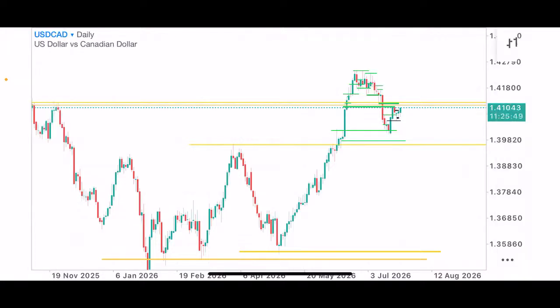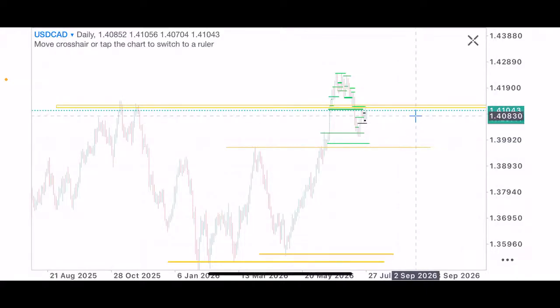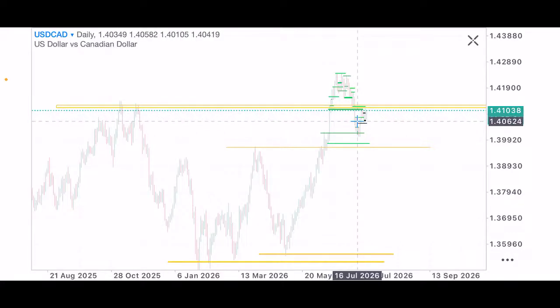Now we've seen price break. Now remember, this is a supply level here. We saw price broke above this supply level on the USD CAD daily time frame. Then after a while, price retested and broke back below that same supply level.